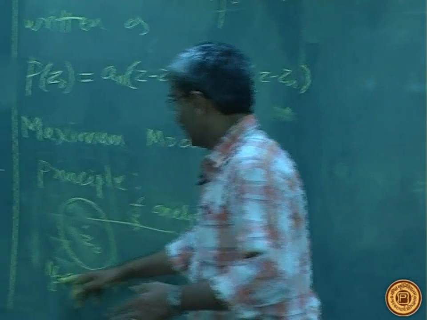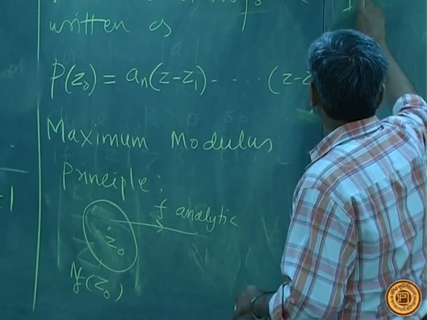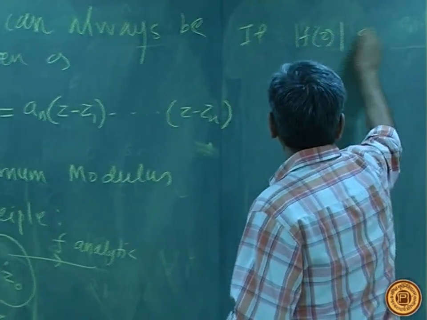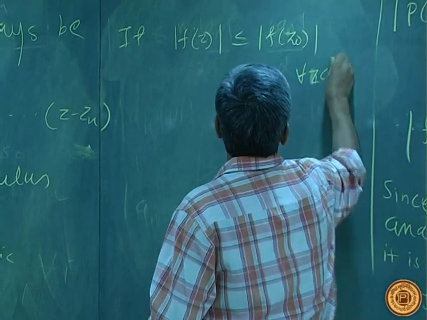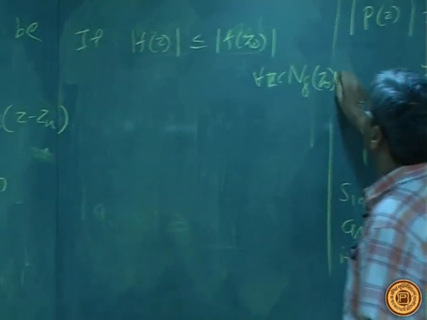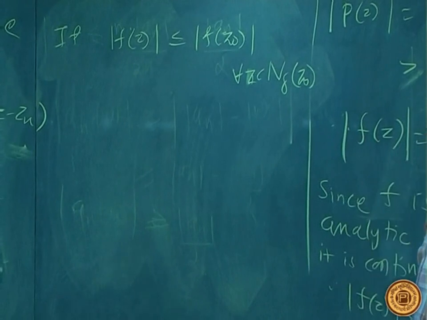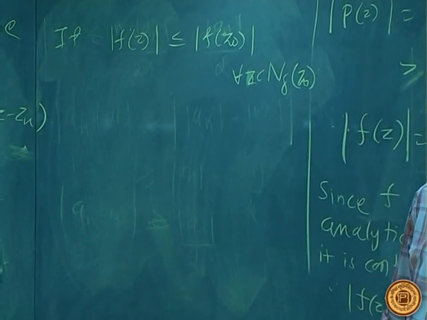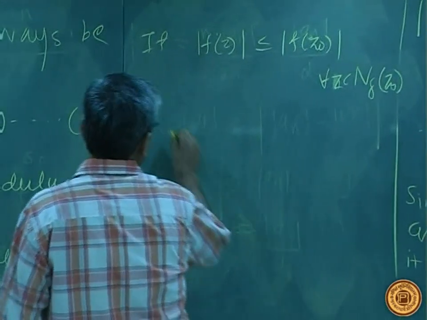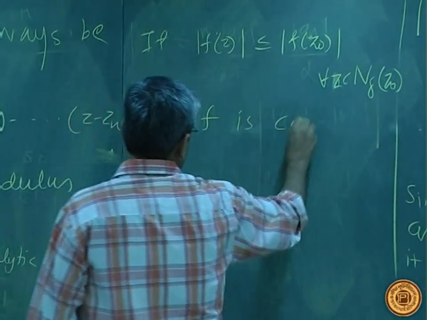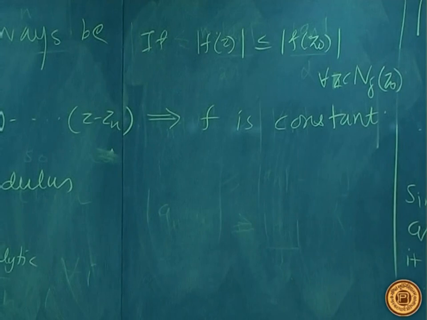So suppose the function is defined in the neighborhood of this disk, then if mod f(z) is less than or equal to mod f(z0) for all z in this delta neighborhood of z0, and if f is analytic in that neighborhood, then we can conclude that f is a constant function. Okay.